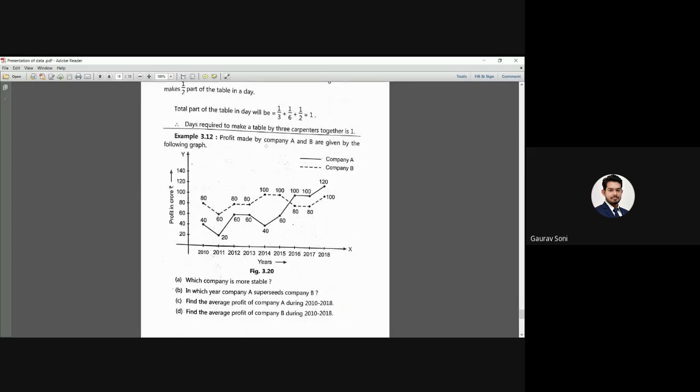So the profit made by company A and company B are given by the following graphs. Which company is more stable? B. Why?